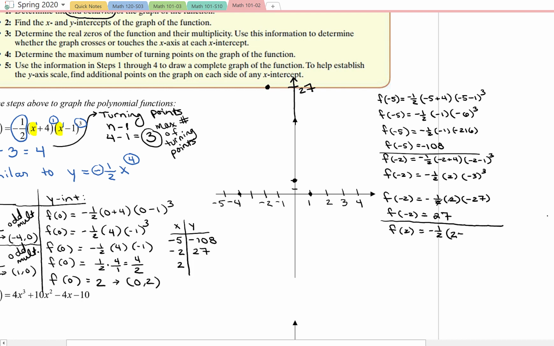All right, so let's go ahead and find f of 2. If I plug in 2, I'm going to get -1/2 times 6 times 1 to the 3rd power. So this is going to give me -3 times 1, which is just -3. So I could definitely fit that value on my graph.